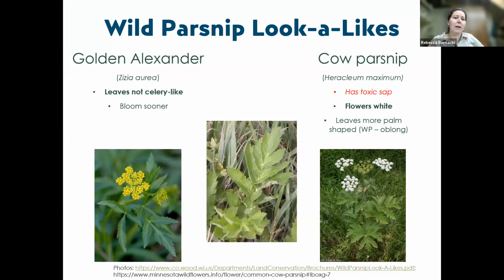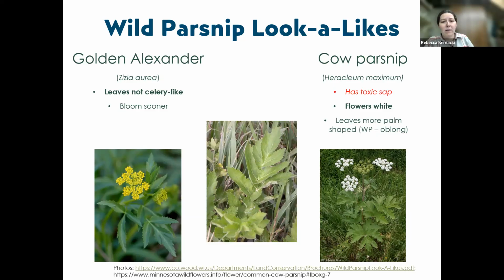What are some lookalikes? The first lookalike I see all the time this time of year is Golden Alexander. So Golden Alexander is going to be a little bit smaller, but it is going to have very, very similarly colored umbel flowers. It does bloom sooner. It is in bloom now. And if you look at that wild parsnip leaf in the middle, you can really see that celery-like leaf. These leaves on Golden Alexander are going to be a lot more delicate, a lot smaller.